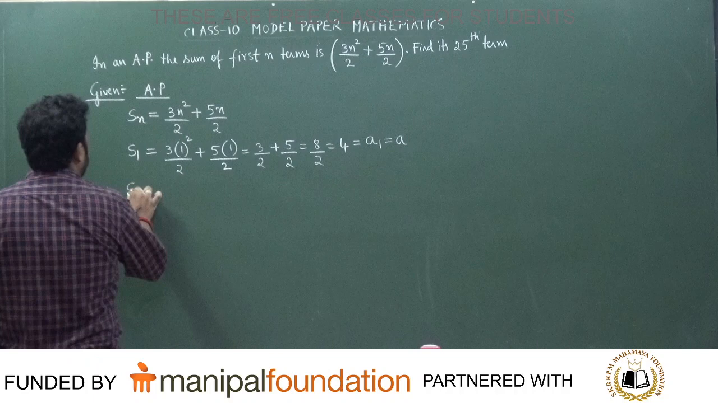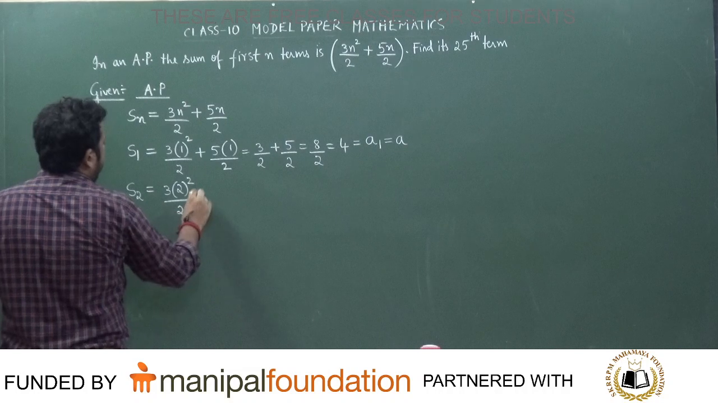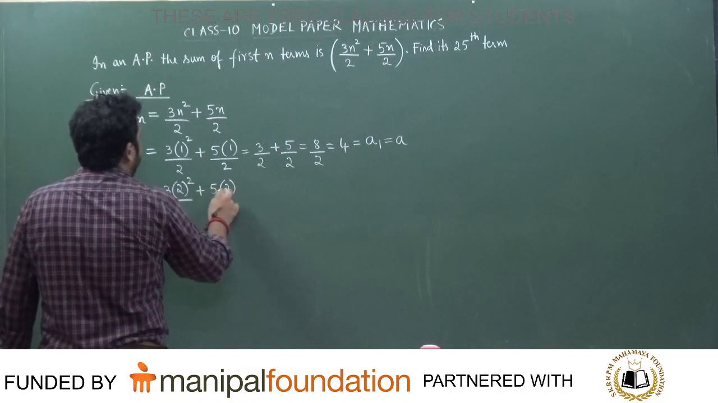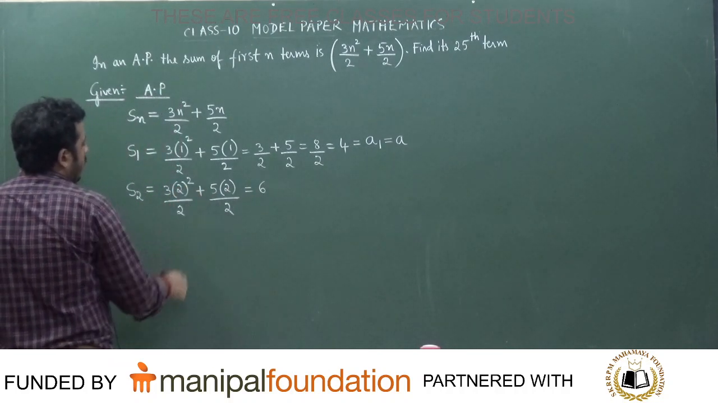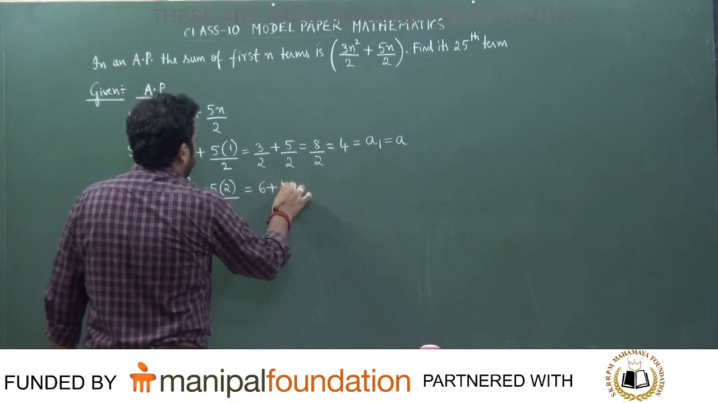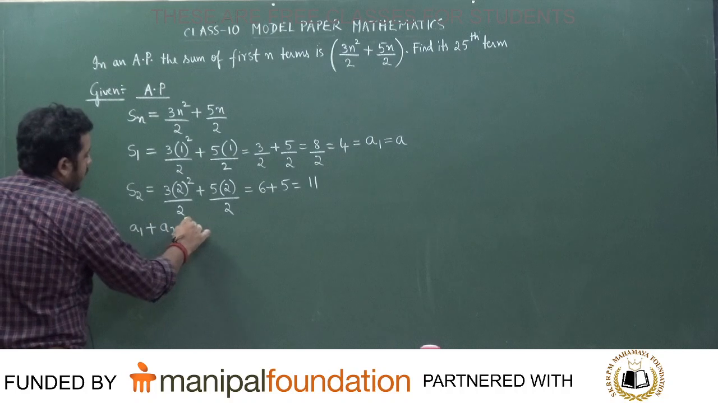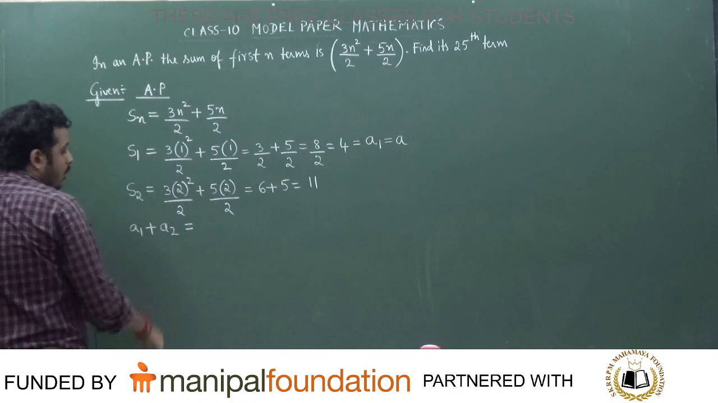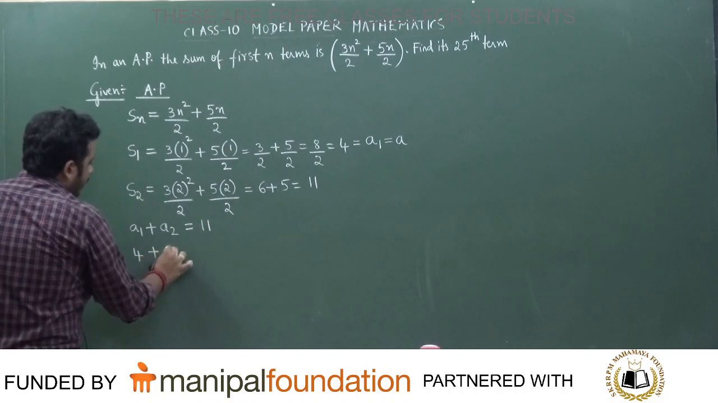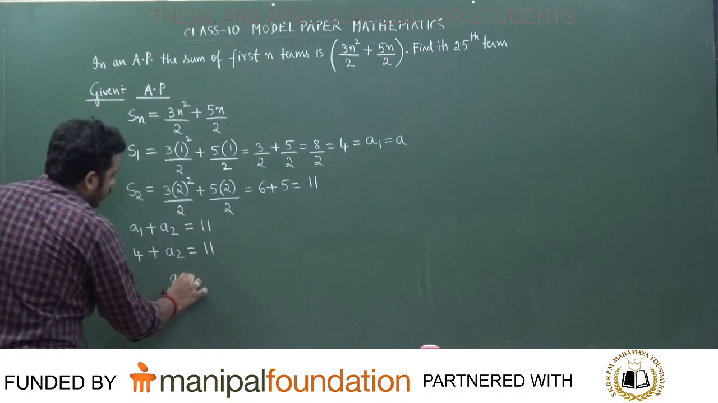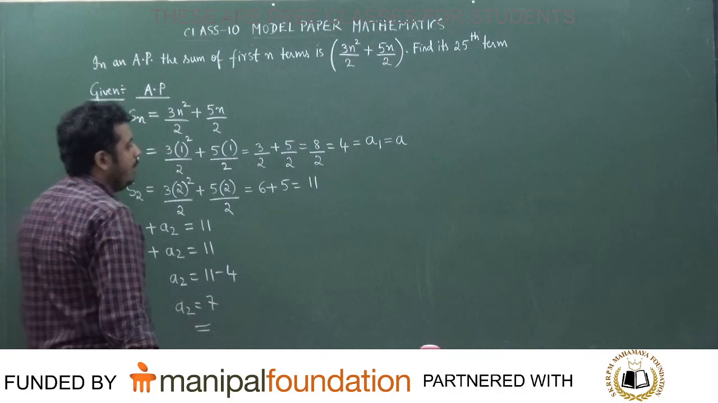Similarly, you calculate S2. You put n is equal to 2 here. So what do we get? 3 into 2 square divided by 2 plus 5 into 2 divided by 2. So tell me, what is the answer? 3 into 4 is 12, 12 divided by 2 is 6, plus 5, that is equal to 11. Now can you tell me what is S2, students? S2 is nothing but the sum of the first and the second term, correct or not? So that is 11, and we already know A1 is equal to 4, so 4 plus A2 is equal to 11. A2 is equal to 11 minus 4, which is 7, correct or not?